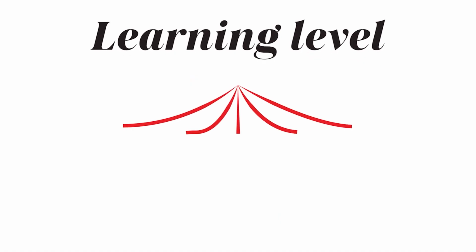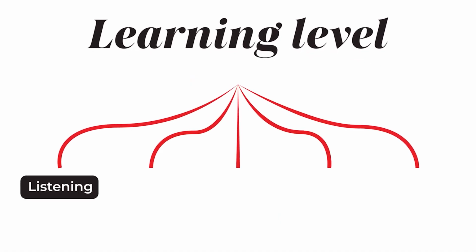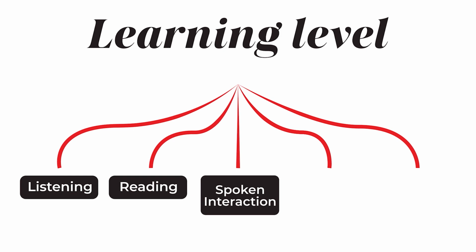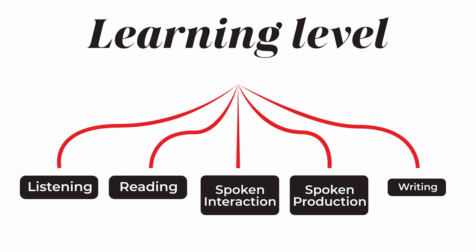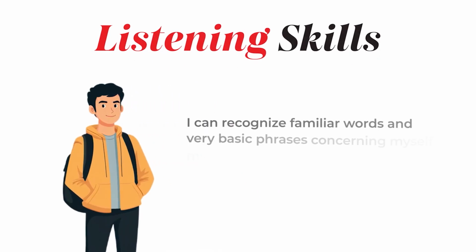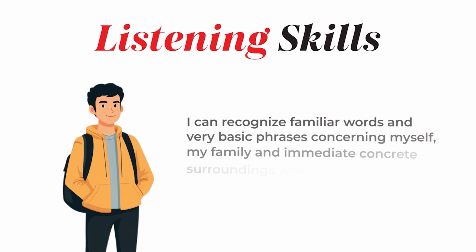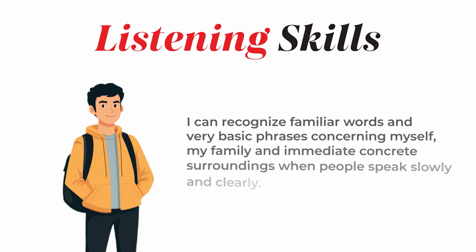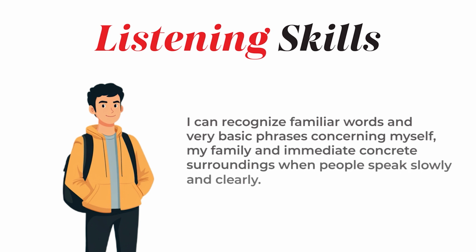Each level is broken up into 5 parts: listening, reading, spoken interaction, spoken production, and writing. For this part of the video, I'll read the official description from the CEFR and then add more information if I think it will help you understand better. Listening. I can recognize familiar words and very basic phrases concerning myself, my family, and immediate concrete surroundings when people speak slowly and clearly. Pretty straightforward.